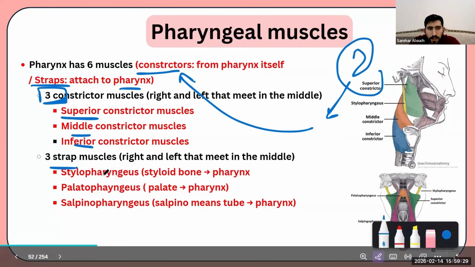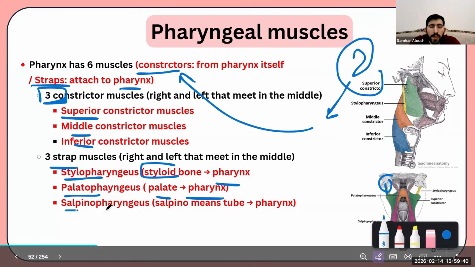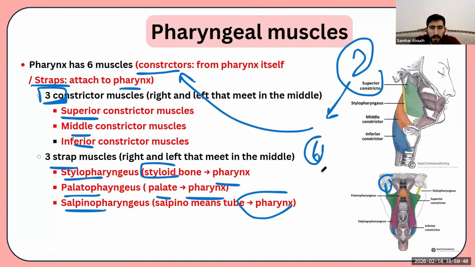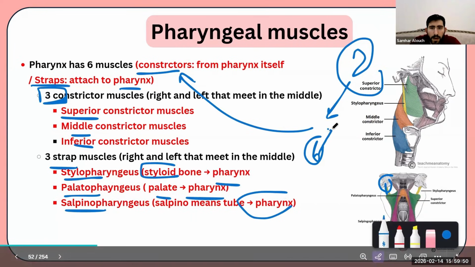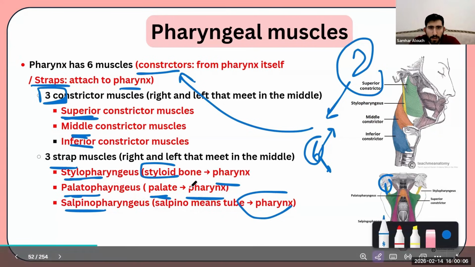And pharynx is pharyngeus. So first we have stylopharyngeus, from the styloid process to the pharynx. Then we have palatopharyngeus, from the palate to the pharynx. And finally, salpingopharyngeus. Salpingo means tube, so it's from the tube to the pharynx. So we have 6 muscles in the pharynx. 3 are intrinsic or constrictors: superior, middle, and inferior constrictor. And 3 are extrinsic, from outside and attached to the pharynx: stylopharyngeus from the styloid process, palatopharyngeus from the palate, and salpingopharyngeus from the auditory tube.